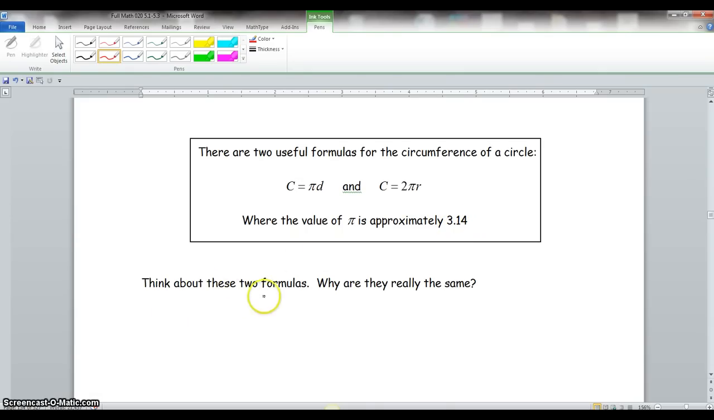Now it says here, think about these two formulas. Why are they really the same? They're really the same because we know that the diameter is twice the radius. Remember we said the radius is half the diameter, so it'll take 2 times the radius to equal the diameter.